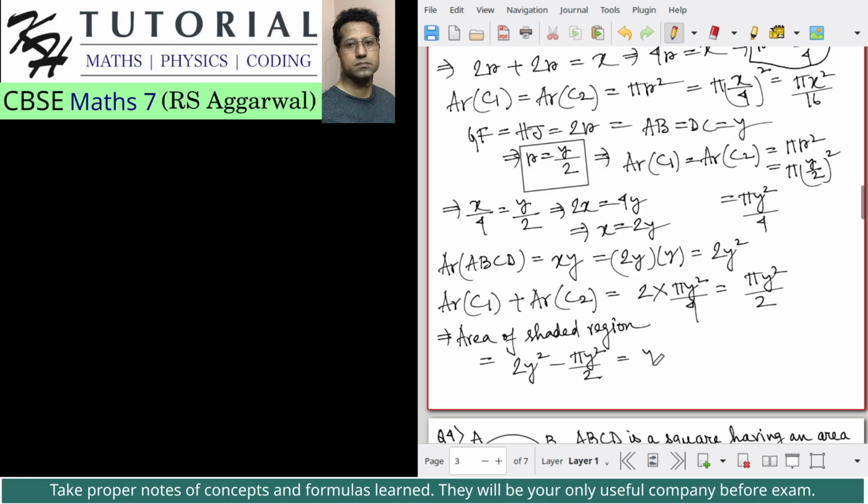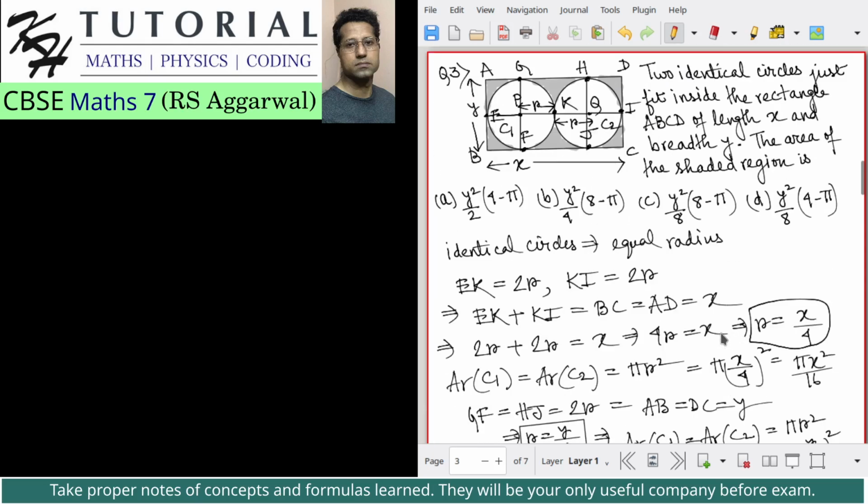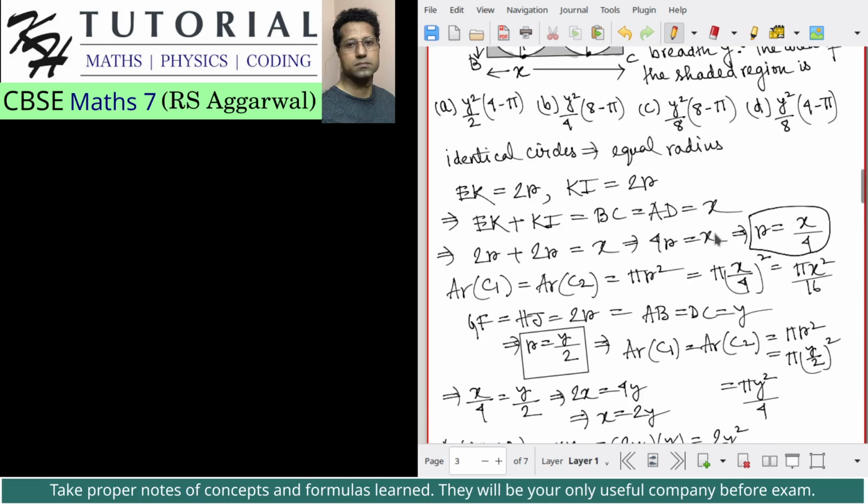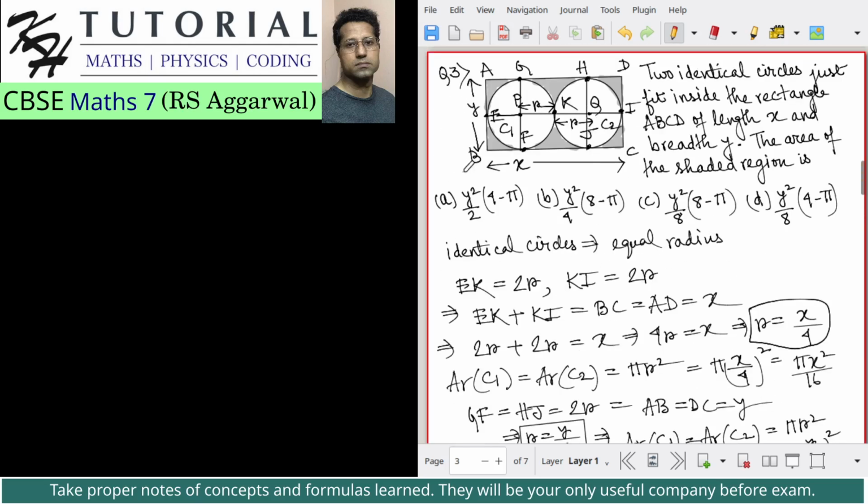If you take y square common, we have 2 minus pi by 2. If we simplify, this becomes 4 minus pi divided by 2. So y square by 2 multiplied by 4 minus pi is the area of the shaded region. So the correct choice is choice A. Choice A is the correct choice.